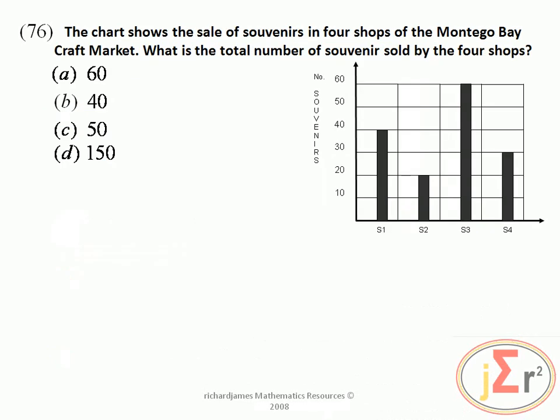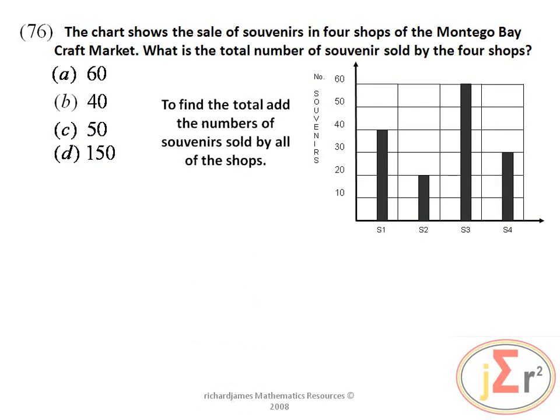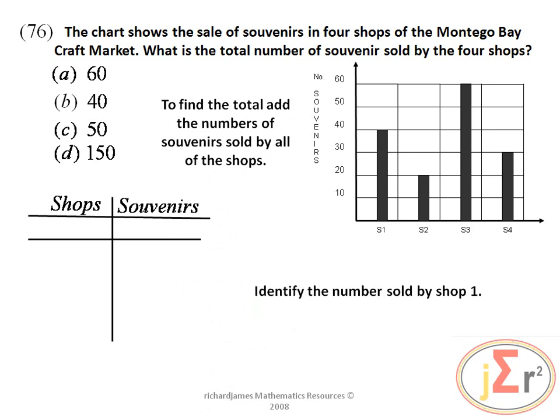And we have the same situation with the craft market, and of course we have the same chart. To find the total, add the number of souvenirs sold by all of the shops. Because the problem is asking, what is the total number of souvenirs sold by the 4 shops? So we're going to take them one by one.